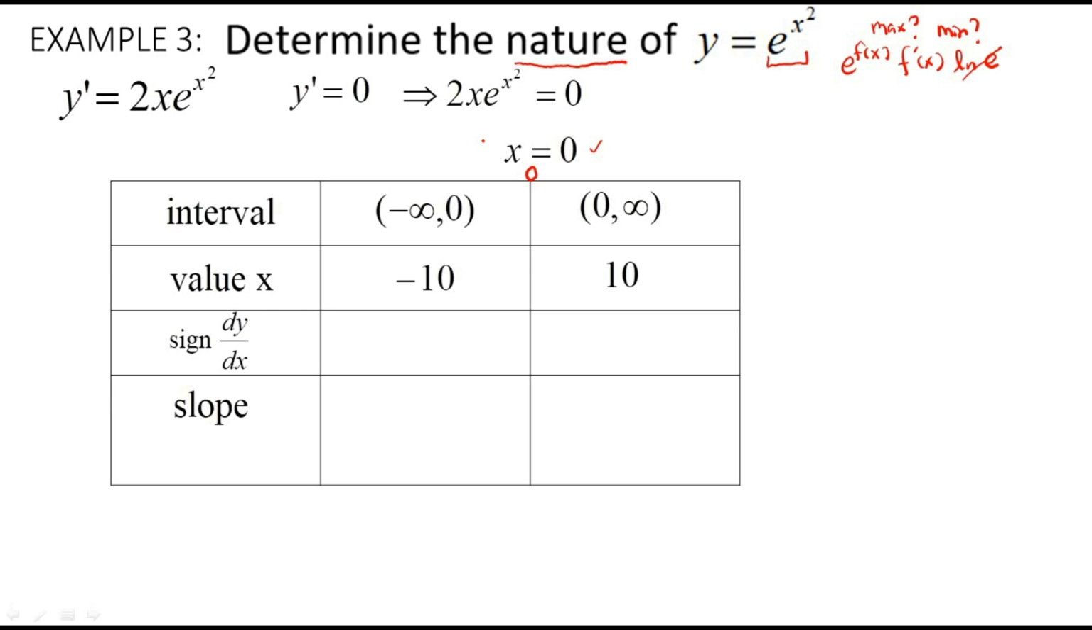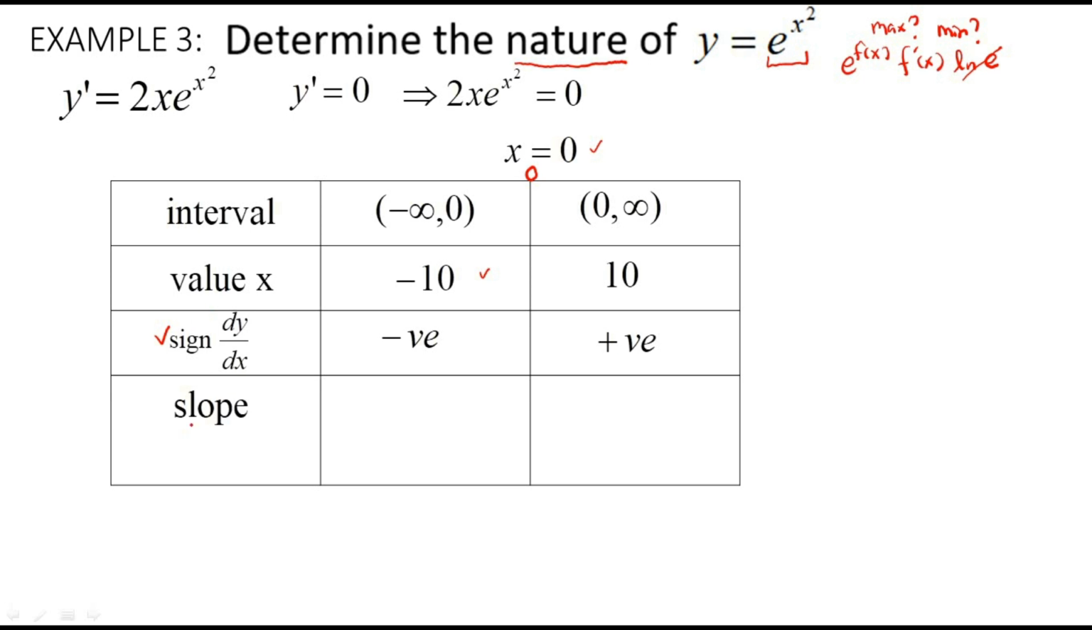Proceed with the third row, sign of dy/dx. Based on the values that you have chosen from the second row, you just have to substitute them into your dy/dx. You just have to use your calculator for this part. If I substitute negative 10 into 2x e to the power of x squared, I will get a negative result. And if I substitute 10 into 2x e to the power of x squared, we will get a positive result. You don't have to state the value because we only want to find the sign.